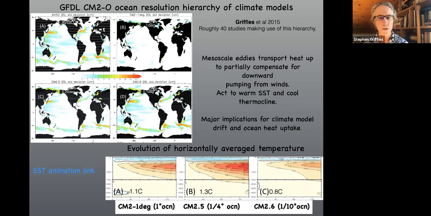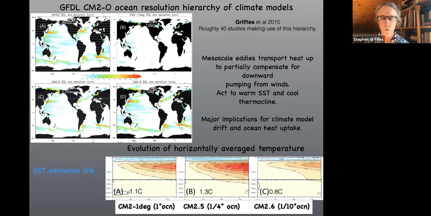But what we did show in this suite of simulations in particular is the importance of the heat uptake and the mesoscale eddies in affecting the heat uptake. In the lower panels here, you see three different figures, three different panels.